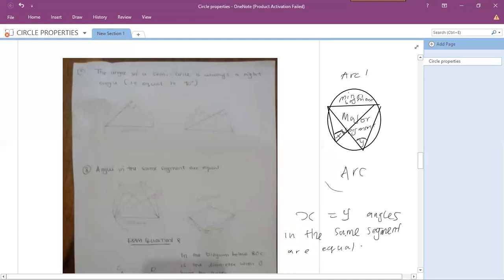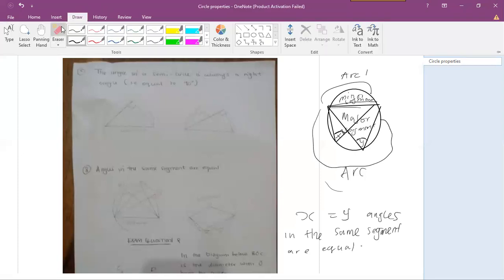Again, what's a segment? A segment is just a region bounded by a chord and an arc. A chord and an arc. So that's the minor segment and this is the major segment. Then you can say angles in the same segment are equal.